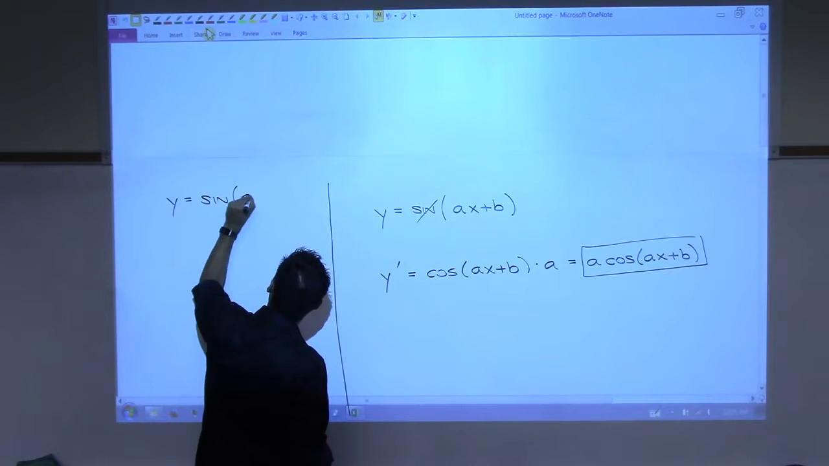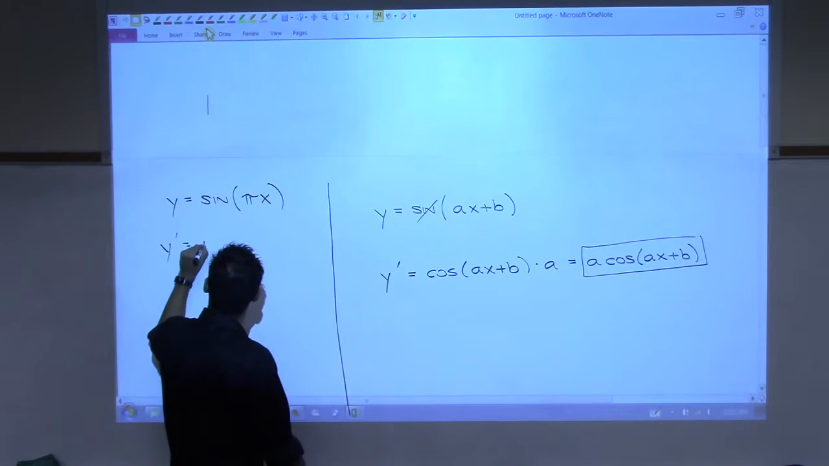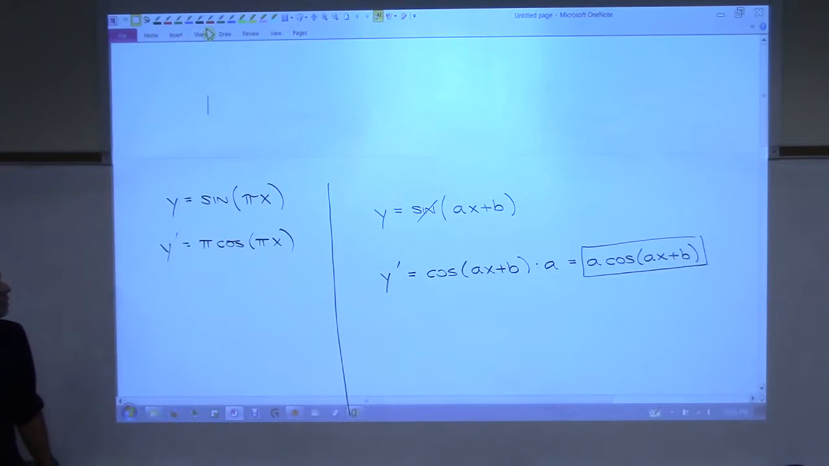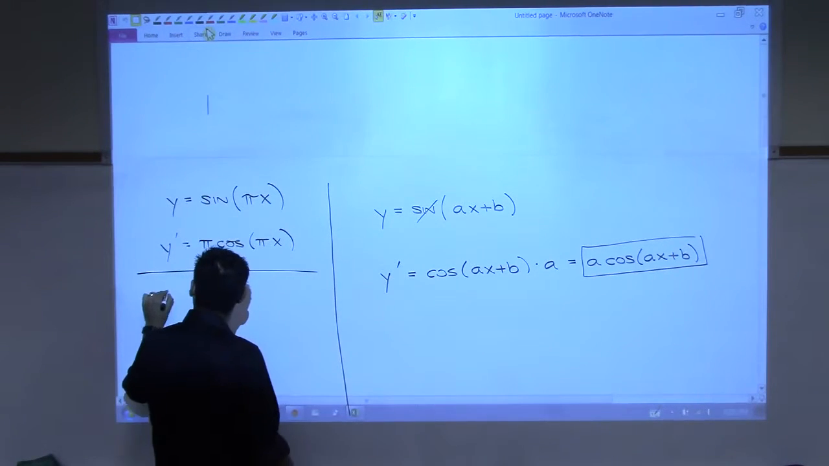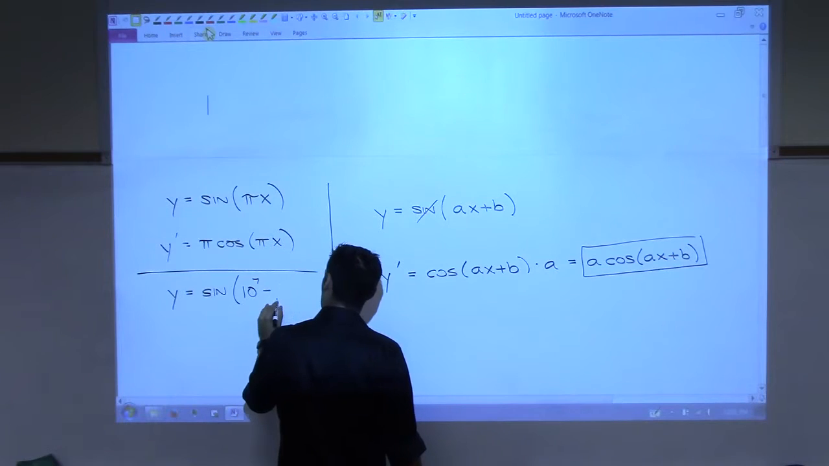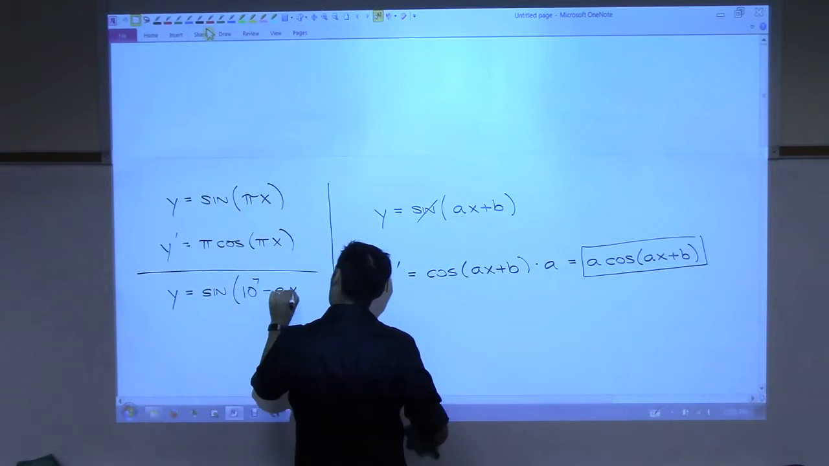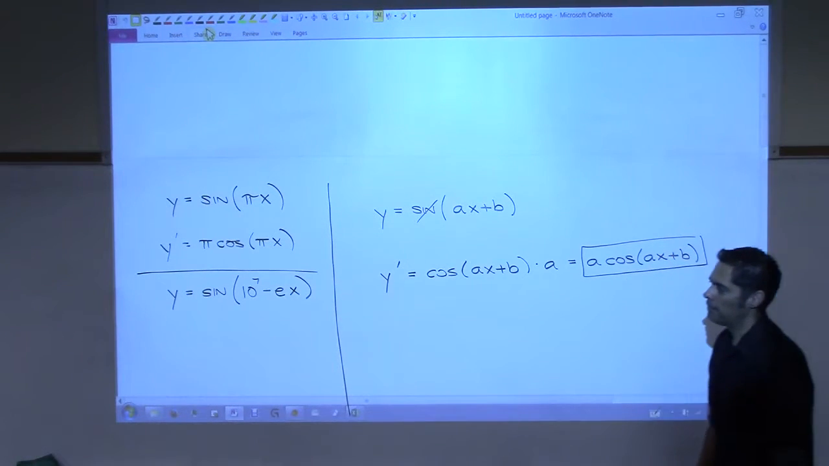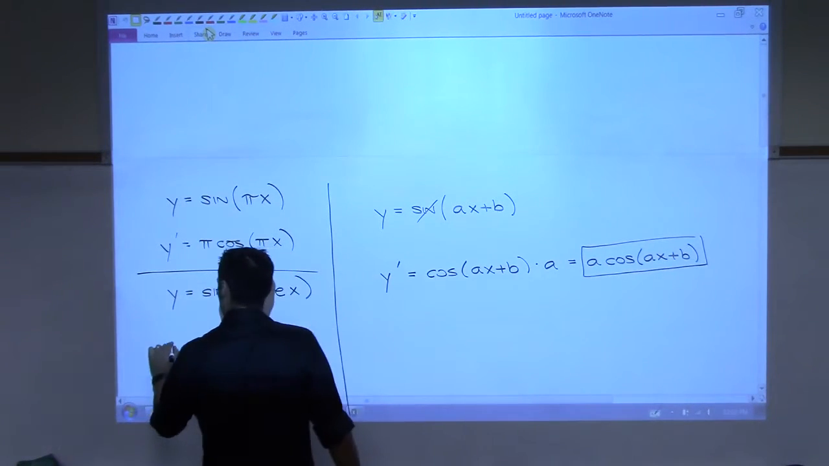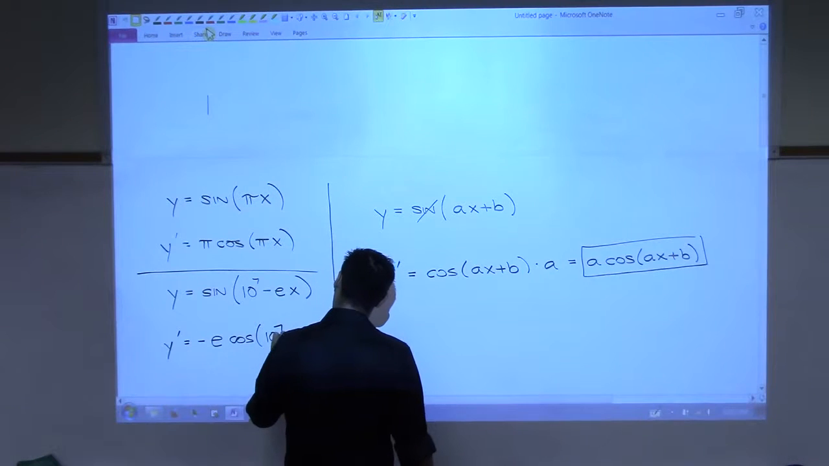Yep. What's the derivative of sine of pi x? Pi cosine pi x, right? What about y equals sine of 10 to the 7th power minus e times x? Negative e cosine of 10 to the 7th minus e times x.